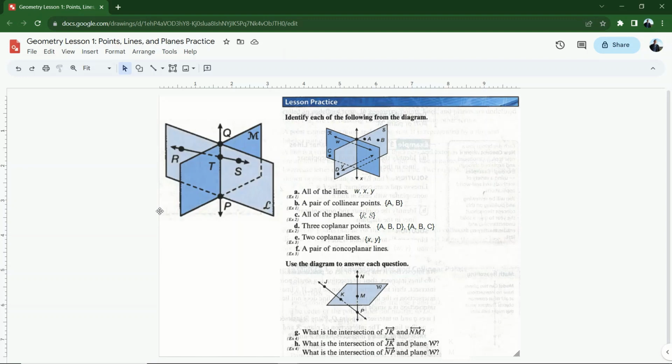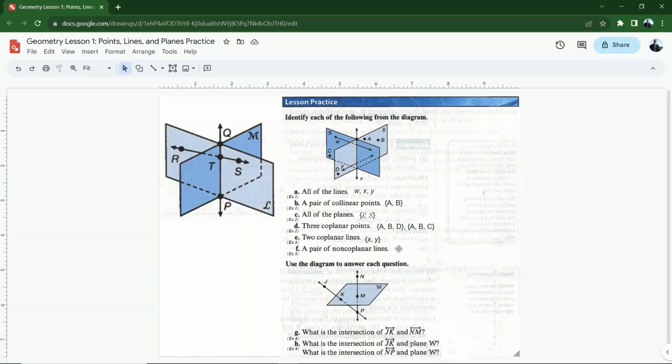What about a pair of non-coplanar lines? Well, okay, so let's just think about this for a second. This is an important realization. There's 2 things that make lines coplanar with one another. Either those 2 lines have to intersect each other. Notice that X and Y intersect, so those are coplanar. X and W intersect, so those are coplanar. As long as 2 lines intersect, they're coplanar, or they have to be parallel with one another. They have to run the exact same direction but never touch.